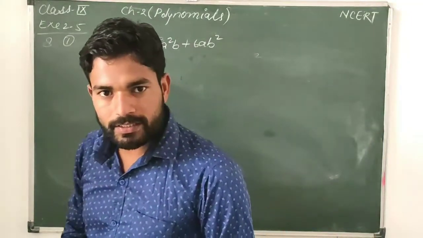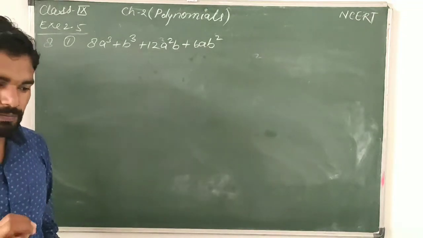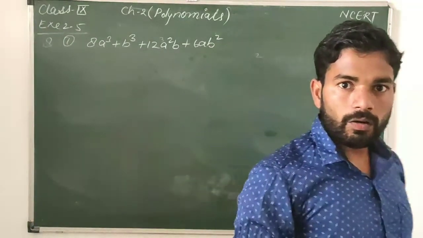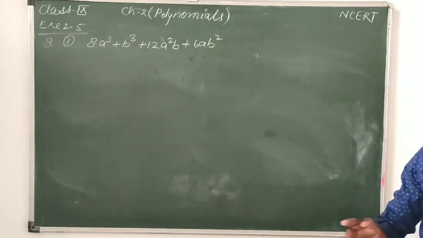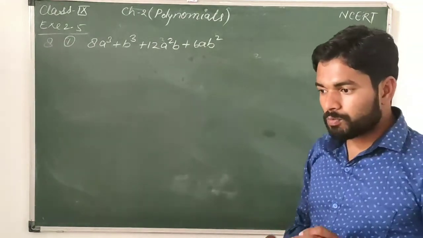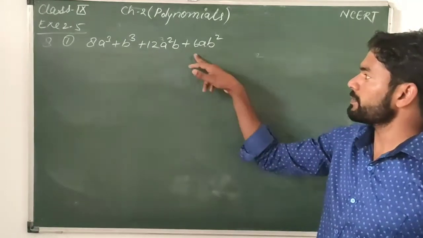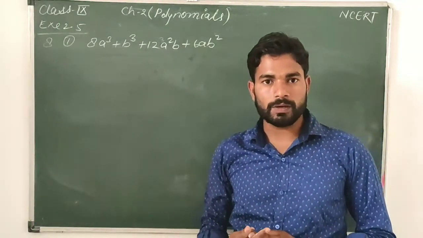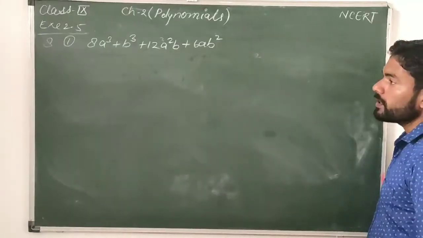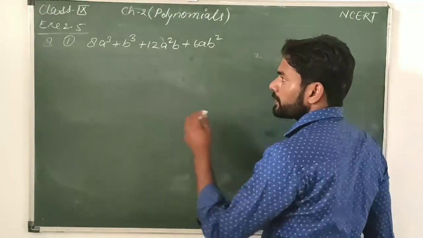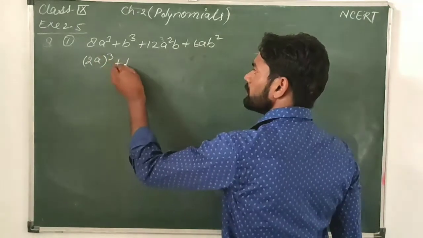So possibilities are here that we can apply two identities, a plus b whole cube and or a minus b whole cube, if possible, but the conditions are in favor of these both identities. So which identity is suitable for this? All the symbols are positive. So as much as possible we will use a plus b whole cube. How? 8 is cube of 2, then 2a cube, b cube.